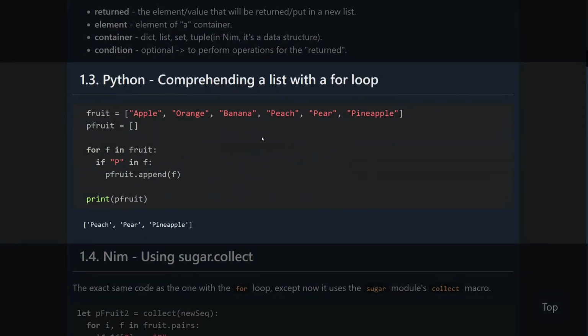Python, comprehending a list with a for loop. So a list, which would be a sequence in Nim, and then an empty one. And then for all the fruit in the fruit list, if P in F, and then append, which would be .add in Nim, and then print, which is echo in Nim.